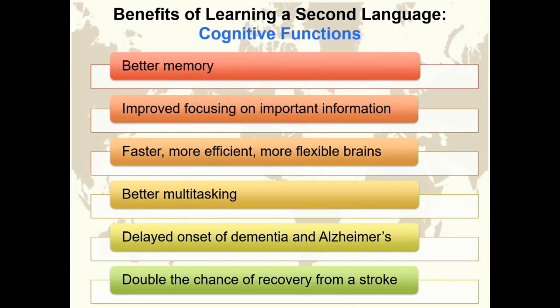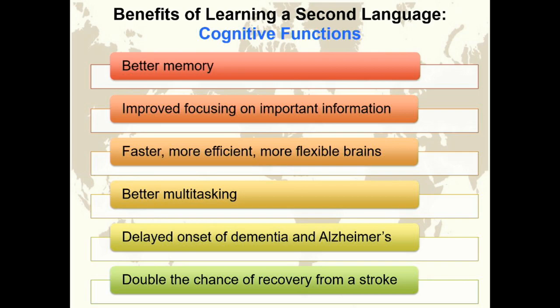Let's go back. Delayed onset of dementia and Alzheimer's. This is pretty common information. You can't prevent Alzheimer's yet. We can't do that. But studies show that people who are bilingual or multilingual have a delayed onset of Alzheimer's by an average of 4.5 years. And if you think about when in our lives most of us have to deal with that, it's towards the end. So having more years of lucidity is actually a really nice thing.